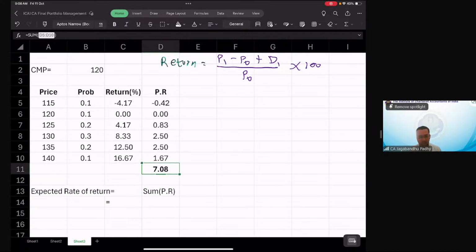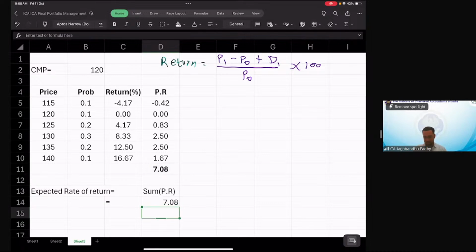Right? Because we can get like 4.17% negative return with a probability of 0.1. We can get a 0 rate of return with a probability of 0.1. We can get a rate of return of 4.17 with a probability of 0.2 and a rate of 8.33 with a probability of 0.3. So the expected rate of return is 7.08.